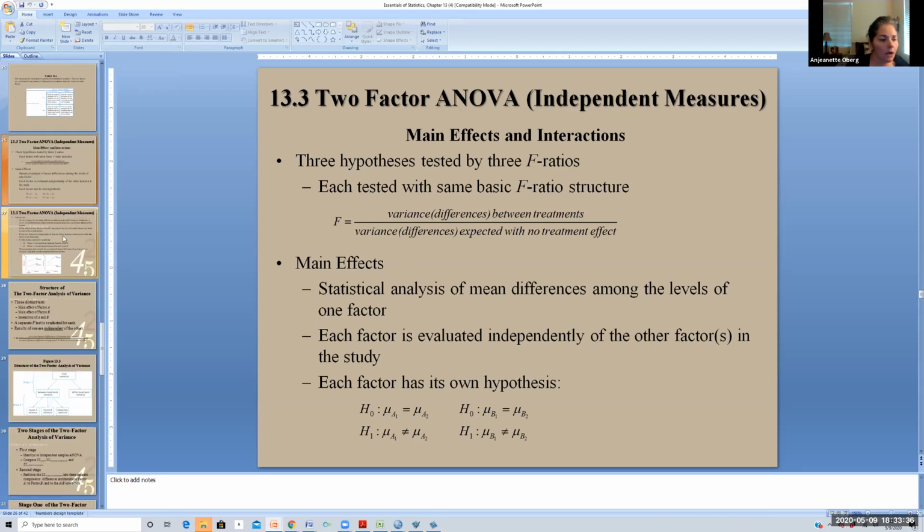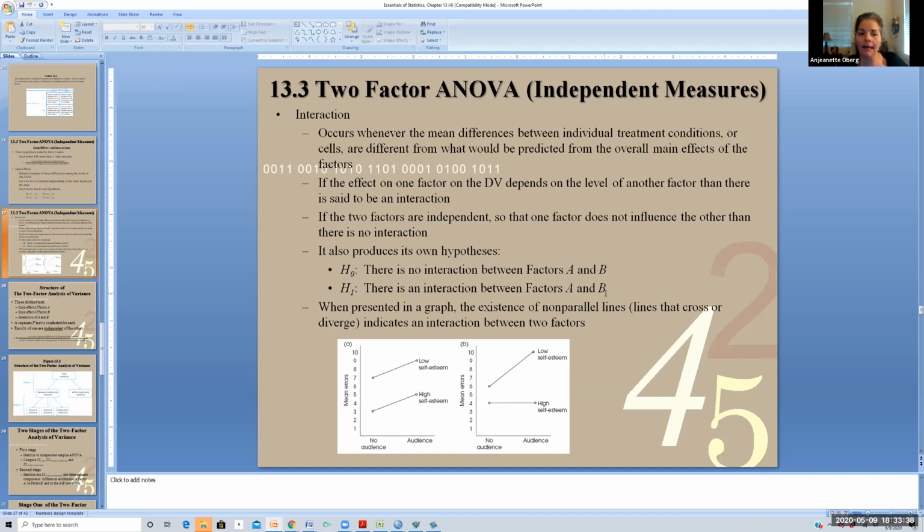Okay, so now we're gonna look at how do you interpret an interaction? What does the interaction ask? The interaction is telling us that the mean differences between treatment conditions are different from what would be predicted than what you see in the overall main effects, okay?